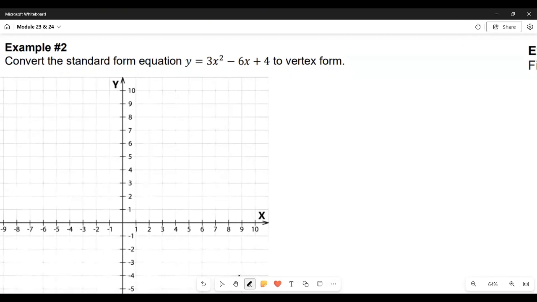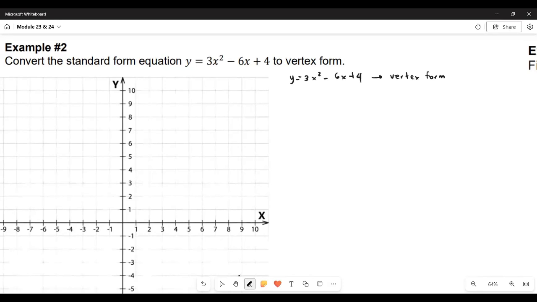So now we are here in example number 2. Binigyan tayo ng standard form ng parabola, which is y is equal to 3x squared minus 6x plus 4. I-convert natin siya into vertex form. Okay, so pag sinabi natin vertex form, ito yung ganun sa given na sinundan na problem. Okay? So, paano ba natin gagawin yun?